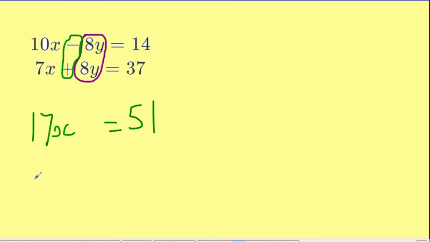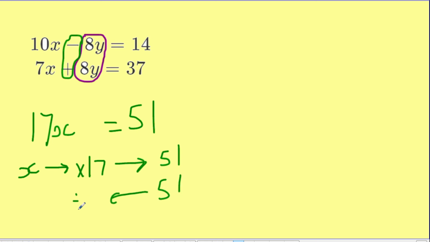Now use our method again. Sometimes you don't have to use it for everything, but why not? Just get a good bit of practice. Times 17 is 51, and reverse it. 51 divided by 17 gives me x. 51 divided by 17 is 3. So x equals 3. Okay, now let's move on to the y's.